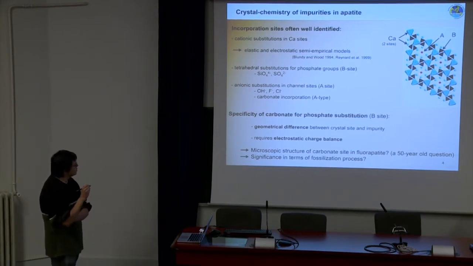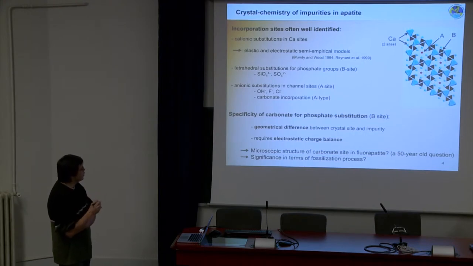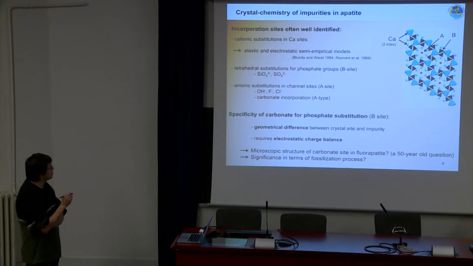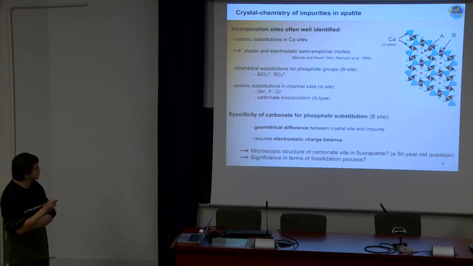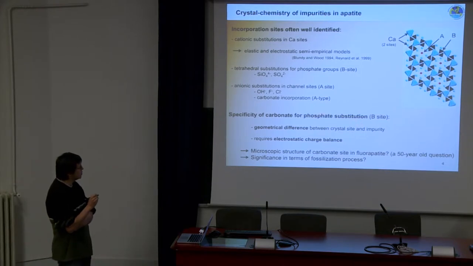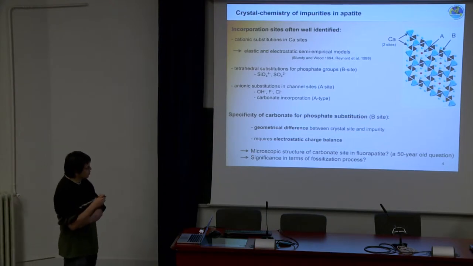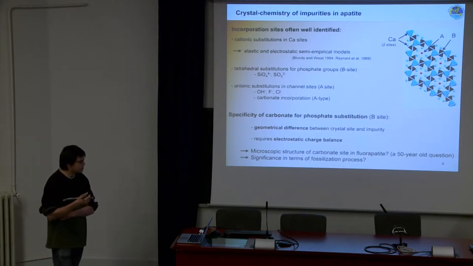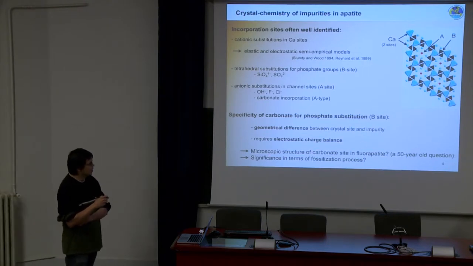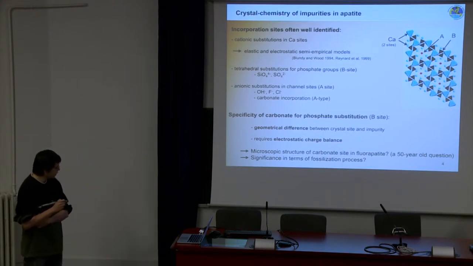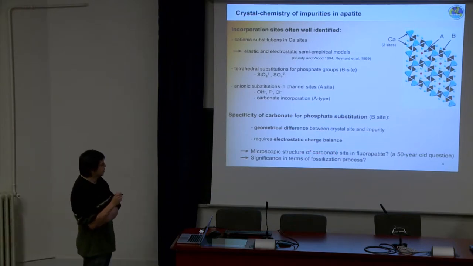Quite interestingly, the carbonate for phosphate substitution in the tetrahedral site has to answer two questions. First, you have to incorporate a triangular molecule in a tetrahedral site, so you have some geometrical difference between the impurity and the crystal site. Also, you have to comply with some difference in electrostatic charge, so you need information on the electrostatic charge balance mechanism. Because of these two difficulties, the real microscopic structure of the carbonate site in fluorapatite has been debated for almost 50 years. We will also try to determine the significance of the appearance of this signal in the fossils.